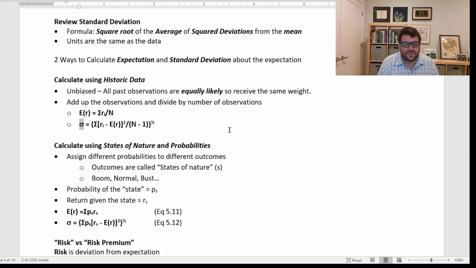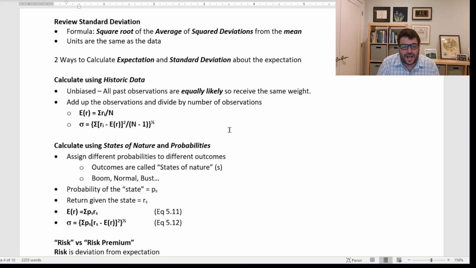So that's the first way to compute it, is using historic data. Just sum them up, divide by the number of observations, sum up the squared deviations, divide by the number of observations minus 1, and then take the square root. The second way to calculate an expectation or a deviation about that expectation is if I have states of nature and probabilities. Let's just go through the notation first, and then we'll talk about why you would do this.